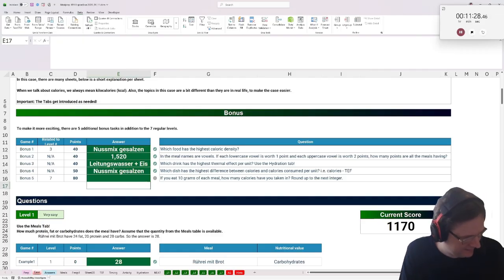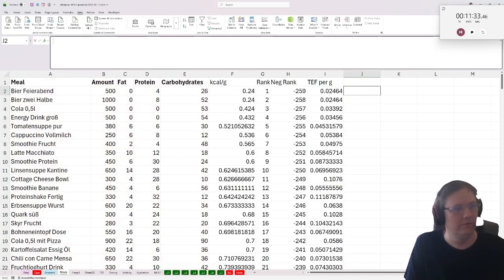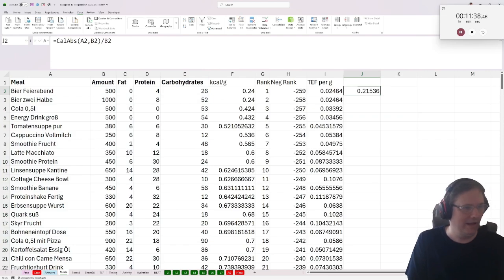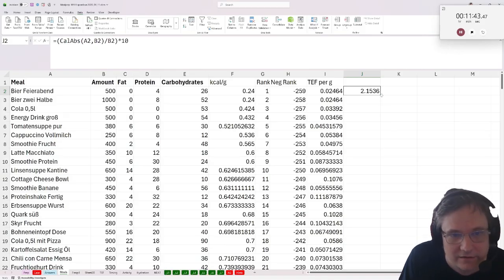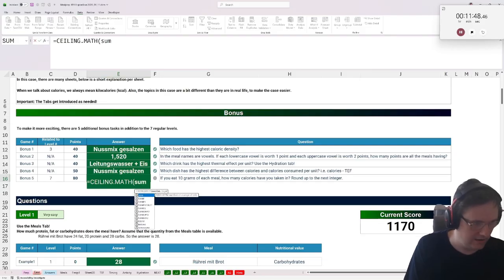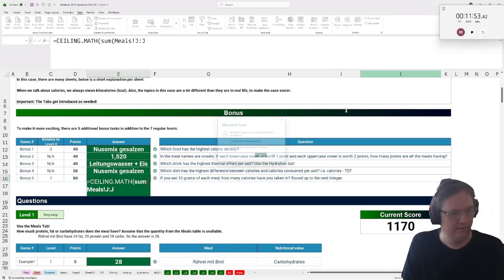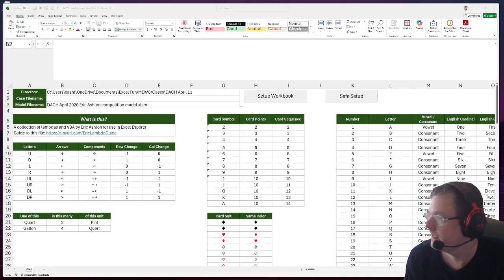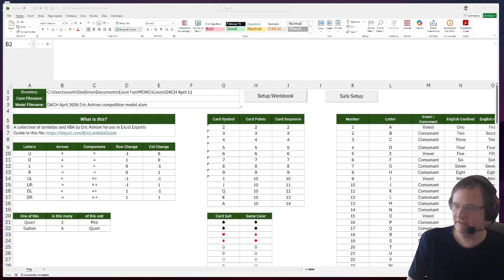All right, and finally, I'm going to eat 10 grams of each one, right? So that's already the amount I'm absorbing per gram. So that times 10 grams is the amount that I got per 10 grams. So the ceiling round of the sum of this is there, and that's it for today. Thanks for watching. Bye.